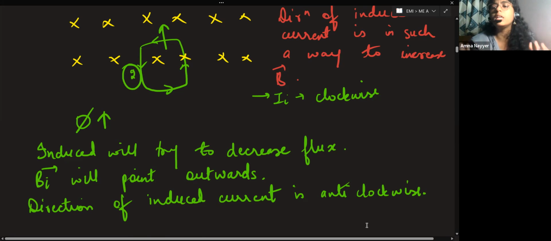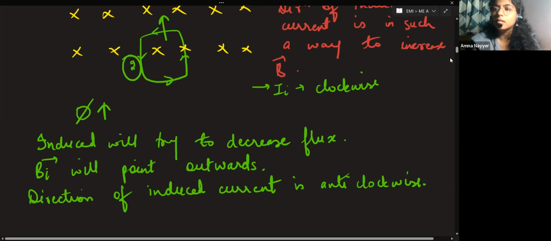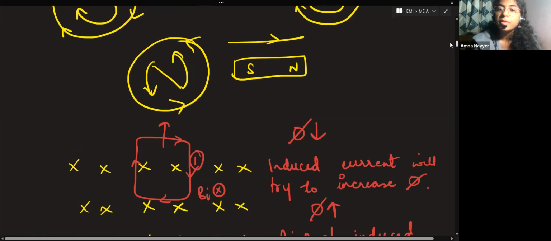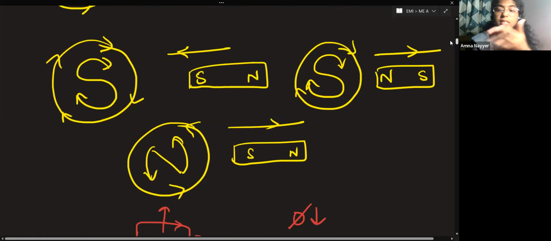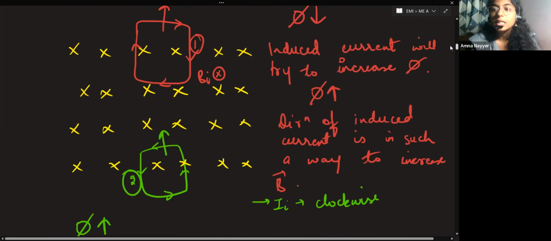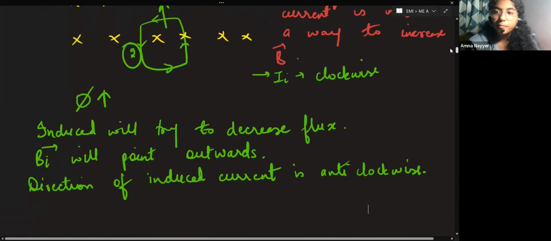Because Lenz law is only theoretical. You don't have any numerical. This is all about Lenz law. I have ended it. Lenz law will be asked, the statement will be asked, and this kind of example is given. Tell me, any doubts still here?